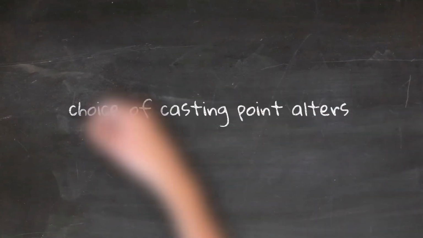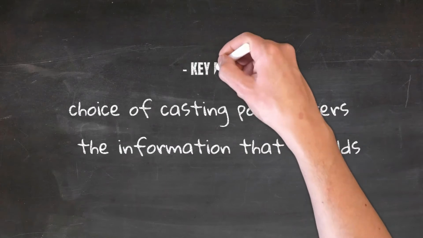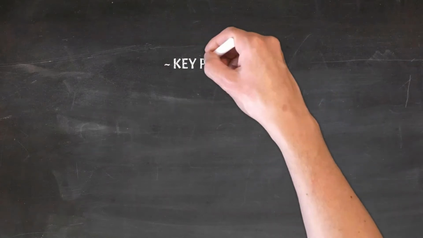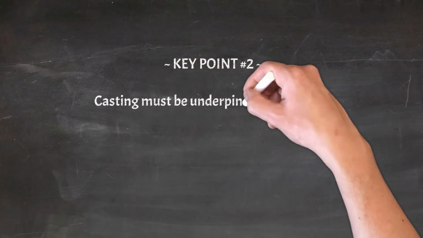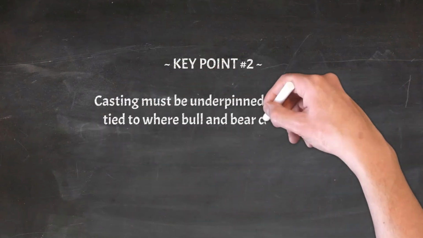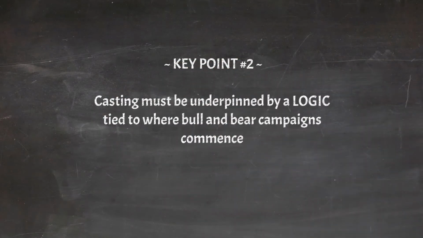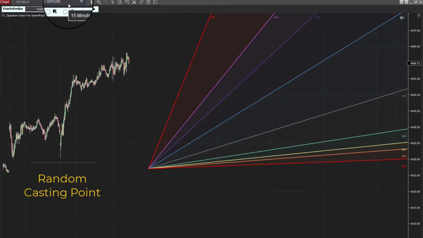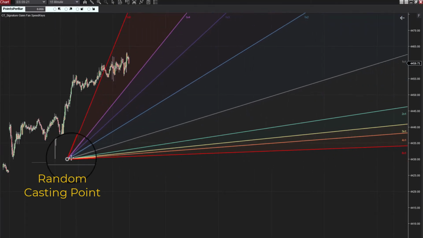First big statement, where you cast a fan tool will obviously alter the information it offers. Second big statement, there needs to be some logic to the casting point. Sounds obvious enough, right? Yet it's astounding how most traders fall foul of using a fan tool right there. They open a 5-minute or 15-minute chart because that's their thing. They look for a big pulse of movement and whack a fan on it. Where's the logic in that?